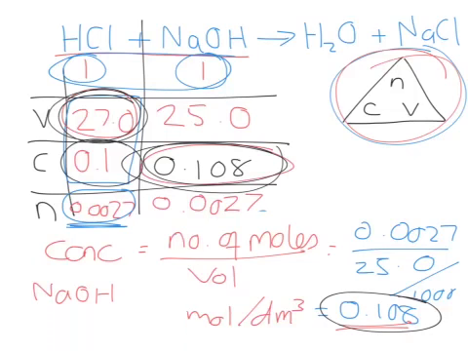Now what you need to do is to insert your figures for the titration of your hydrochloric acid and the volume that you pipetted for your sodium hydroxide in order to work out the concentration of your sodium hydroxide from your own titration.